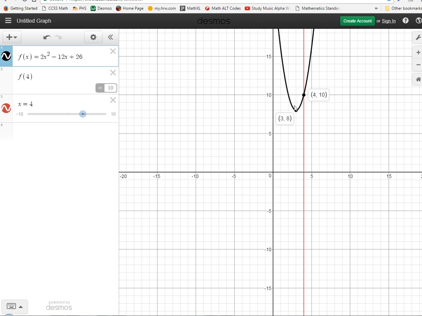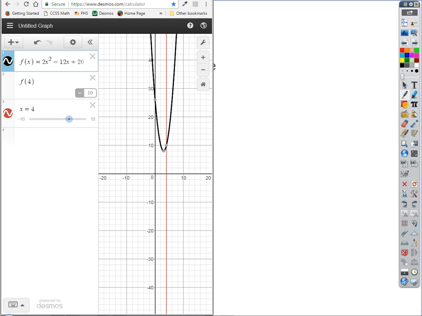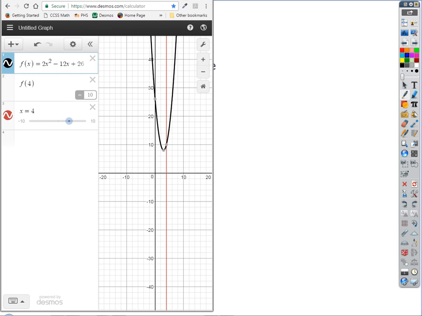So I found all three things there. I found h and k and a. But the good news is I don't even really need to find a because I already knew it. And I'll show you how.